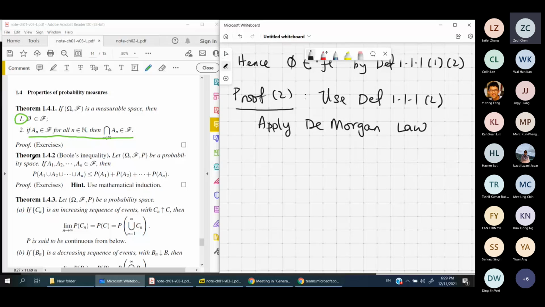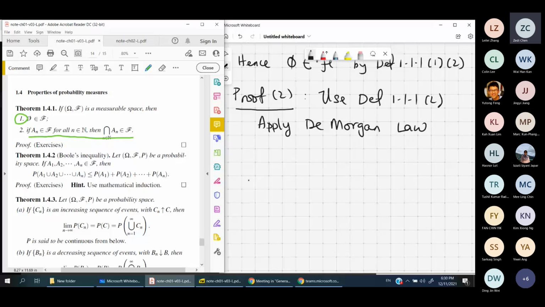Next, theorem 1.4.2. This is the so-called Boole's inequality. Let (omega, F, P) be a probability space. If A1, A2 up to An are events, then P of the union of A1 up to An is less than or equal to P(A1) plus and so on. Here we didn't require them to be disjoint, not necessarily disjoint.